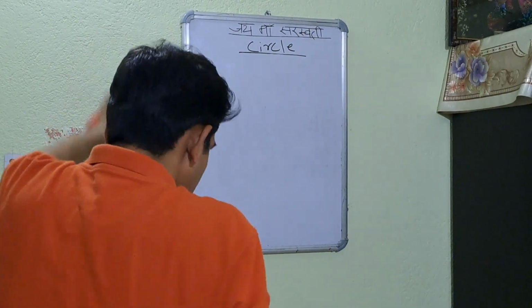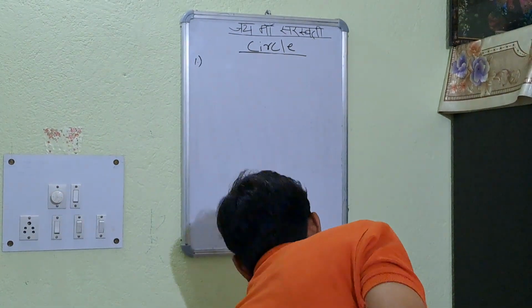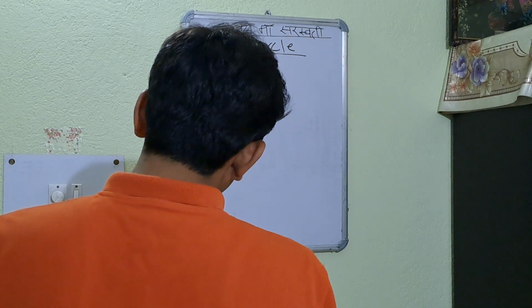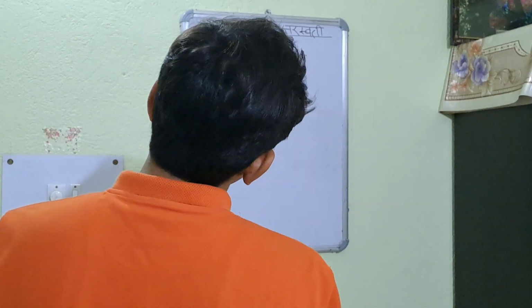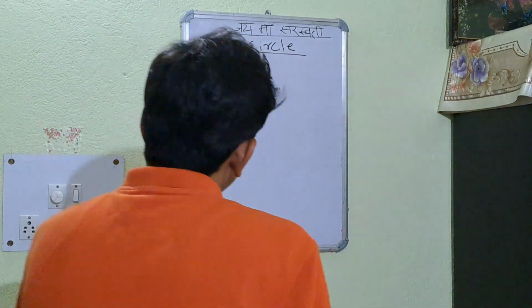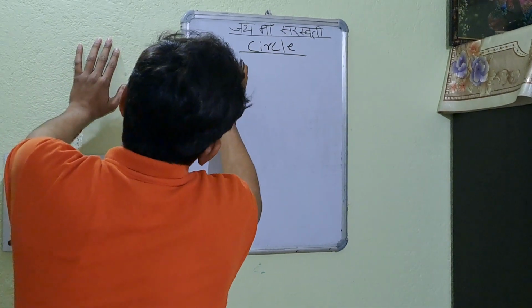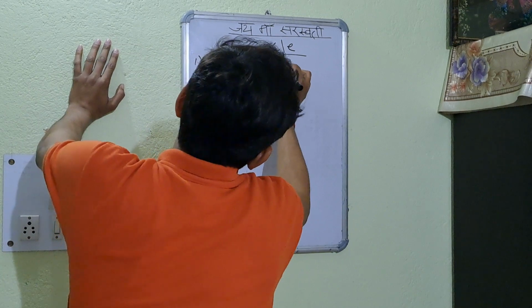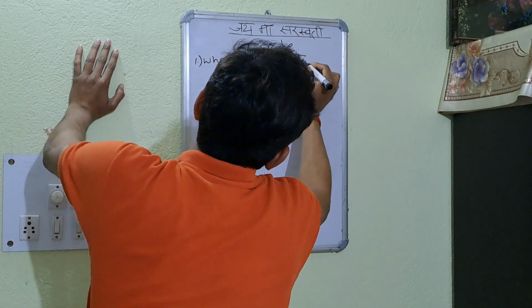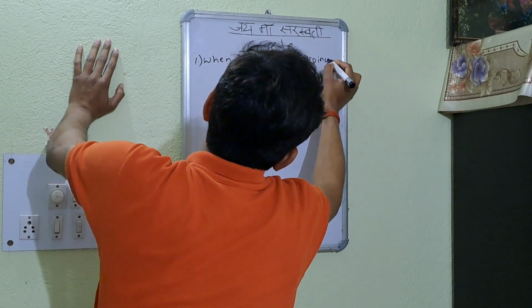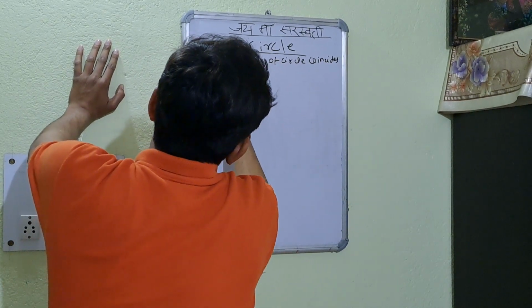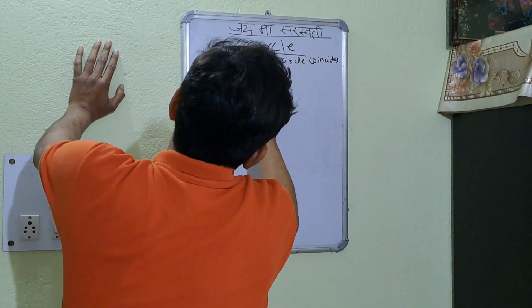Suppose the first concept is, whenever we are taking the equation of the circle, when the center of the circle coincides with the origin. So first and foremost is, when the center of the circle coincides with the origin.